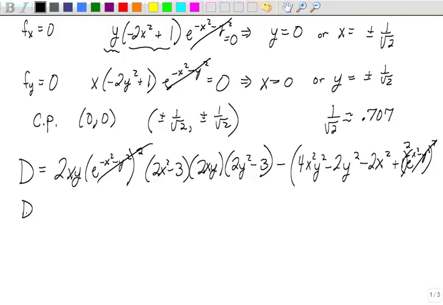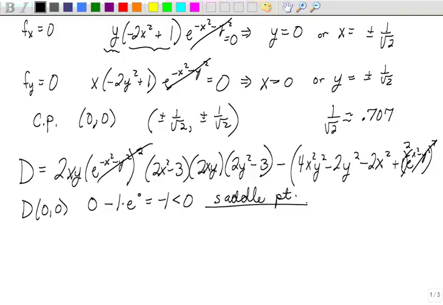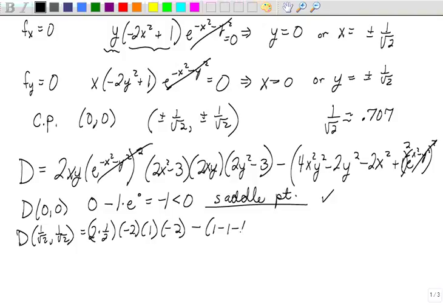So D of 0, 0, we're testing the critical points. It's going to be 0 minus 1 times e to the 0, which is negative 1. That's less than 0. So that proves that 0, 0 is a saddle point, which we guessed when we looked at the picture. So we were right about that. When we test this point, by plugging it in to our formula, because this is 4 minus 0, so that's positive.